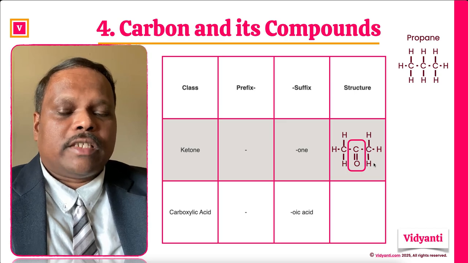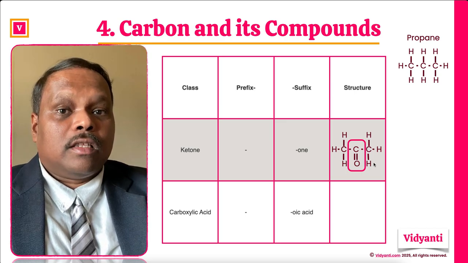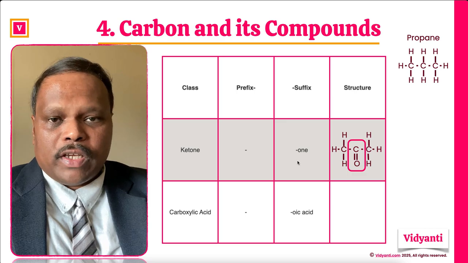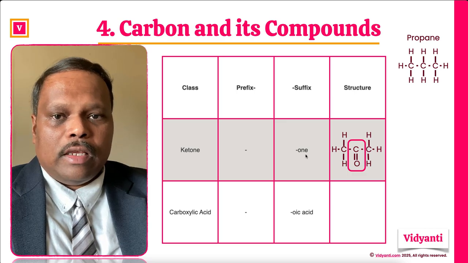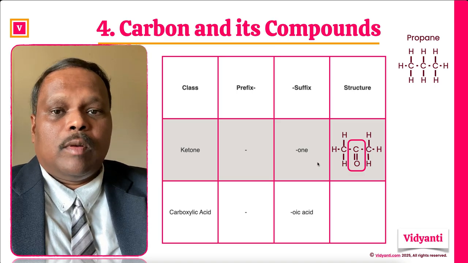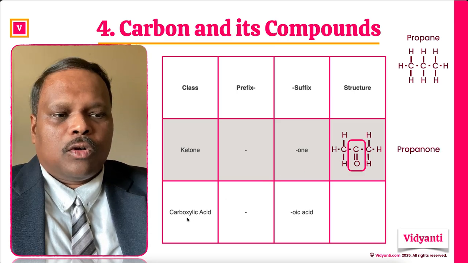Here the base reference material is propane. It's the ketone of propane, so it will have no prefix, but the suffix will be "one". So since we started with propane, the name of this material will be propanone. Let's go one step further.